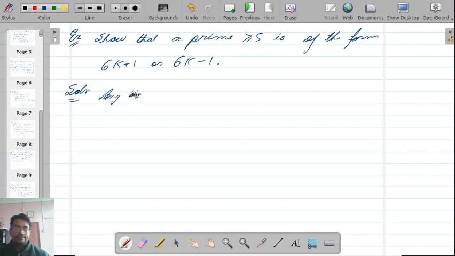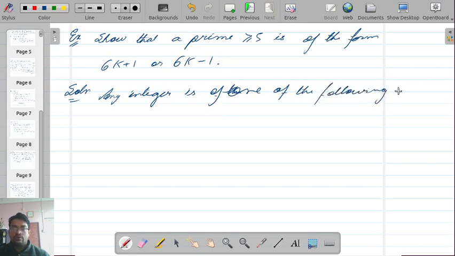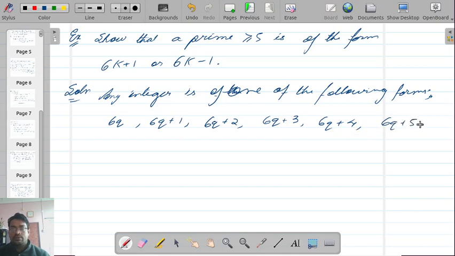So any integer is of one of the following forms. Okay. What are the forms? It is 6q, 6q plus 1, 6q plus 2, 6q plus 3, 6q plus 4, or 6q plus 5. Okay, so any integer, say a. So if a equal to 6q, then a is not prime.